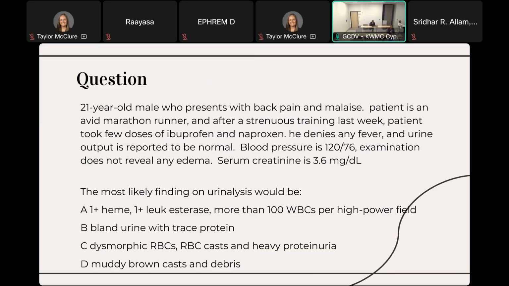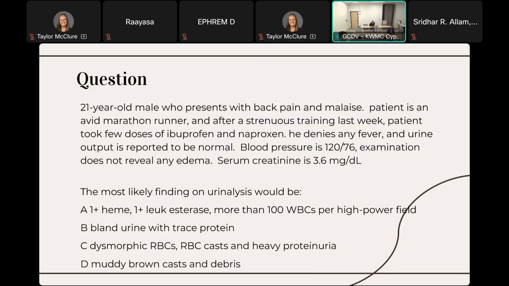What is C? Dysmorphic RBCs, RBC casts, and heavy proteinuria. Will rhabdo cause RBC casts or dysmorphic RBCs? So that's glomerular damage, that's nephrotic syndrome. And D is muddy brown casts and debris. That happens in tubular injury, tubular necrosis.